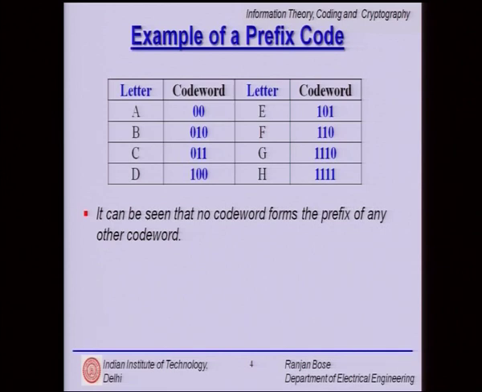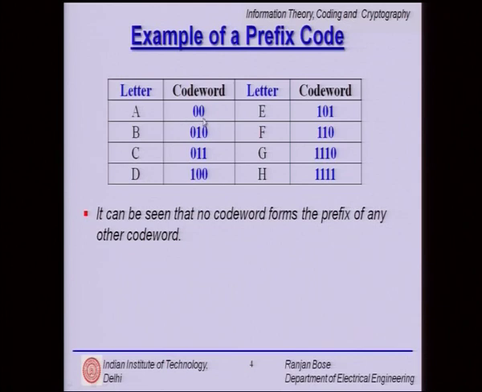We did this example in the previous class. We have the first 8 letters of the English alphabet, A, B, C, D up to H, and we have a corresponding code word for each. So, this whole set is a code. A code is a collection of code words. And what we observed in the previous lecture is that no code word forms the prefix of any other code word. We can do a quick sanity check.